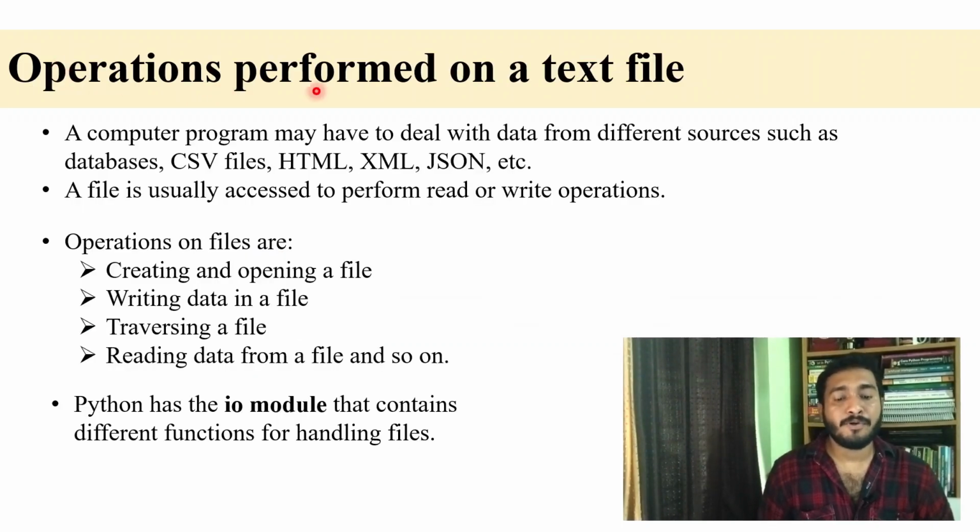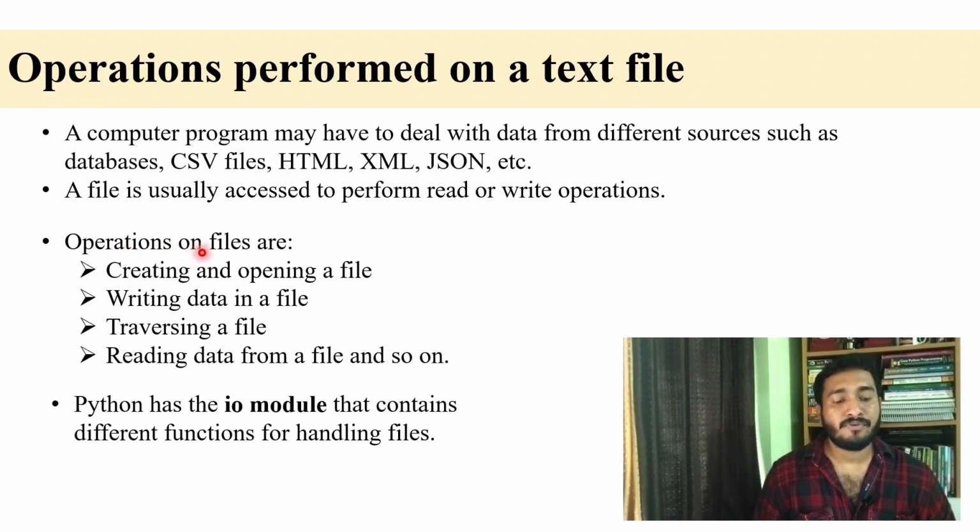So operations performed on a text file. What are the operations we can perform on a text file? A computer program may have to deal with data from different sources such as databases, CSV files, HTML files, XML files, JSON files, etc. A file is usually accessed to perform read or write operation. So using a Python program, we can perform operations on different types of files. It can be a text file, a CSV file, or an HTML file.